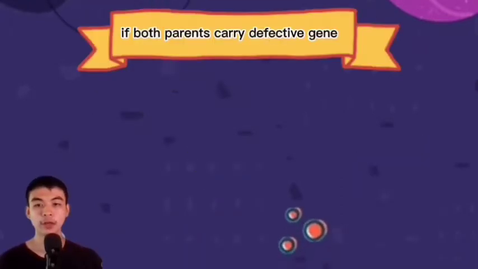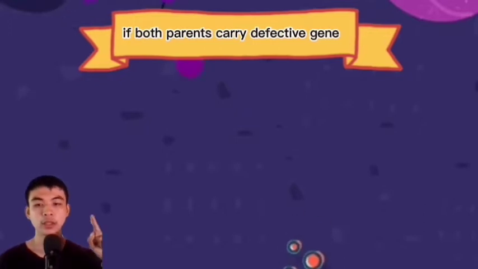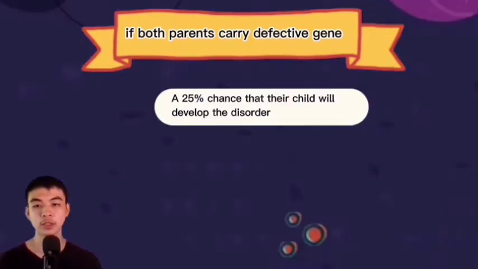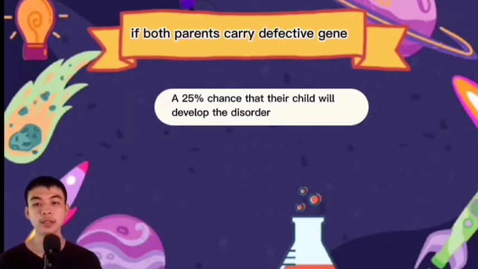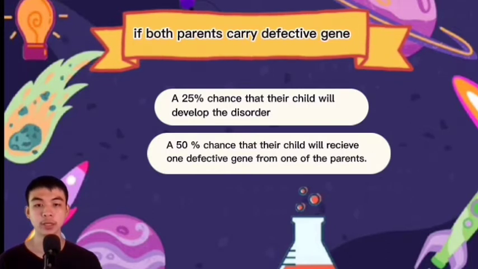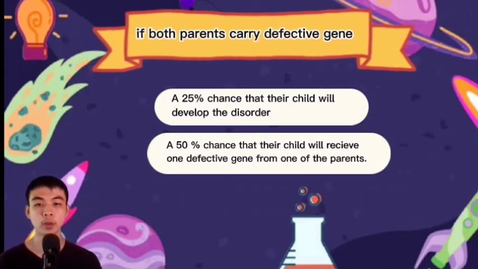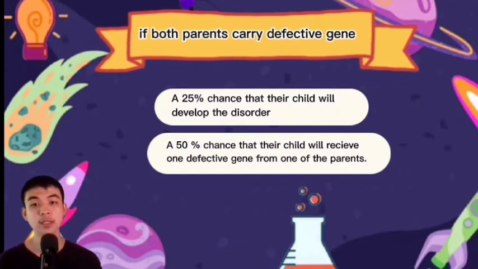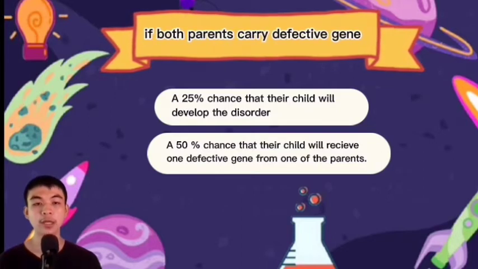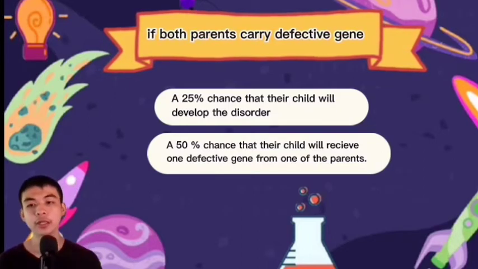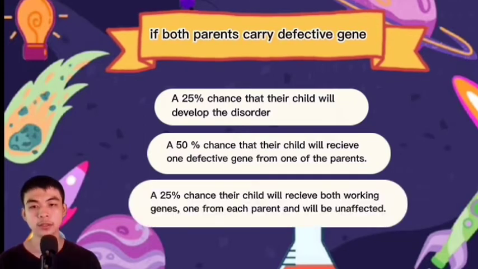If both parents carry the defective gene, there is first a 25% chance that their child will develop the disorder. Second, a 50% chance that their child will receive one defective gene from one of the parents, which means the child will not show symptoms of the disorder. The child is a carrier. Third, a 25% chance their child will receive both working genes, one from each parent, and will be unaffected.